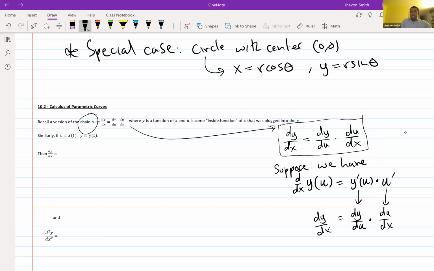Normally it's mentioned in Calc 1, although we don't do anything with this version, but it's equivalent to the version you would have seen in Calc 1, which would be something like this. The derivative of f of g of x is f prime of g of x times g prime of x. This is equivalent by that kind of manipulation. And that's what we're going to use here.